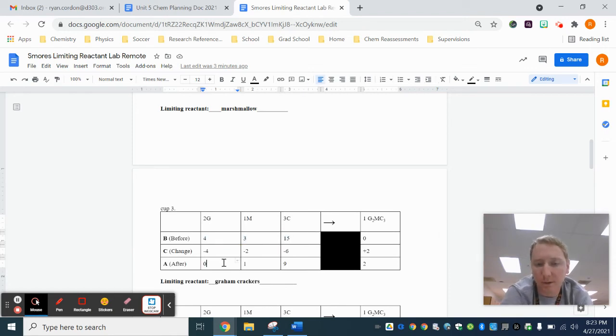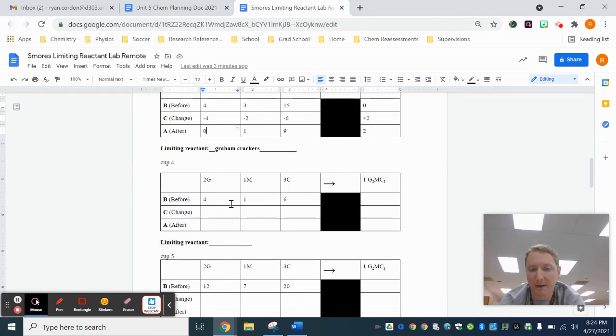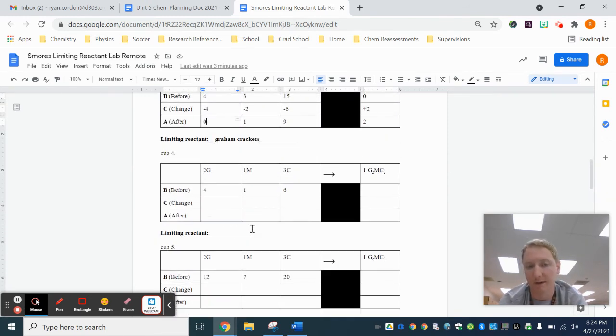Okay, so what you want to do is, when you make your prediction, let's go to cup four. We can go ahead and make a prediction of what's going to run out first. We see four graham crackers, one marshmallow, and six chocolate chips. Let's say that we think graham crackers is going to run out. If graham crackers were to run out, we would use four graham crackers and we would have zero left over. Once you make your prediction, you need to check to see if you have enough supplies of the other reactants in order to make that many products.